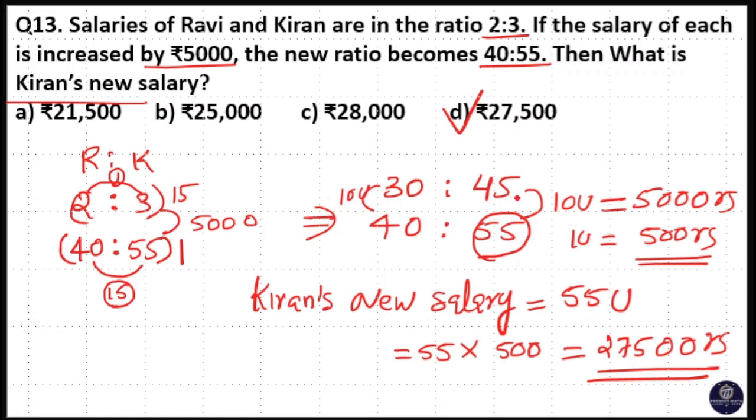What was Kiran's first salary? 45 unit. So 45 into 500 is Kiran's first salary. Don't need to do that because 27,500 is the final salary. So reduce 5,000 from it. That will be 45 unit.